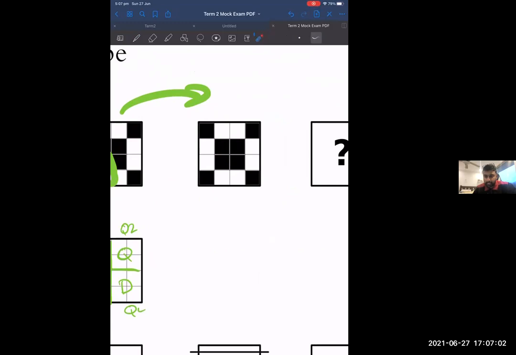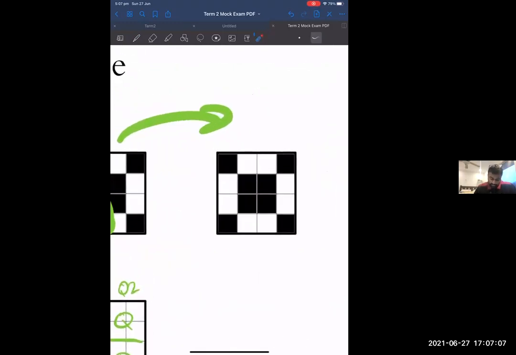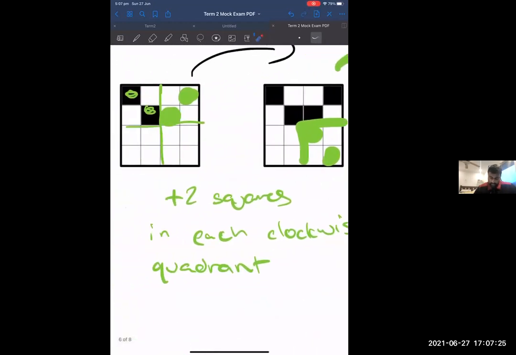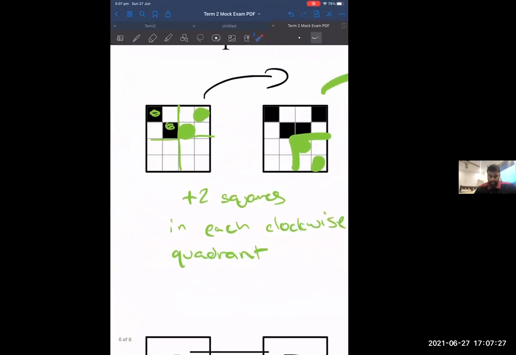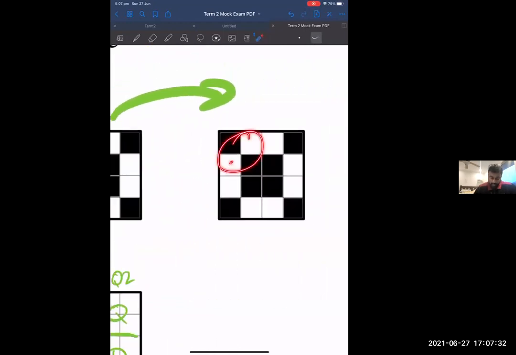Okay, let's see. Josna. It could go back to the start. Yeah, it could go back to the first quadrant, right? And then what happens? It could fill in these two squares. So first it filled in these two squares, then these two, then these two, then these two. So each time it's adding two squares in each clockwise quadrant. If you continue that pattern, it goes back to this quadrant, and then it'll fill in these two squares.